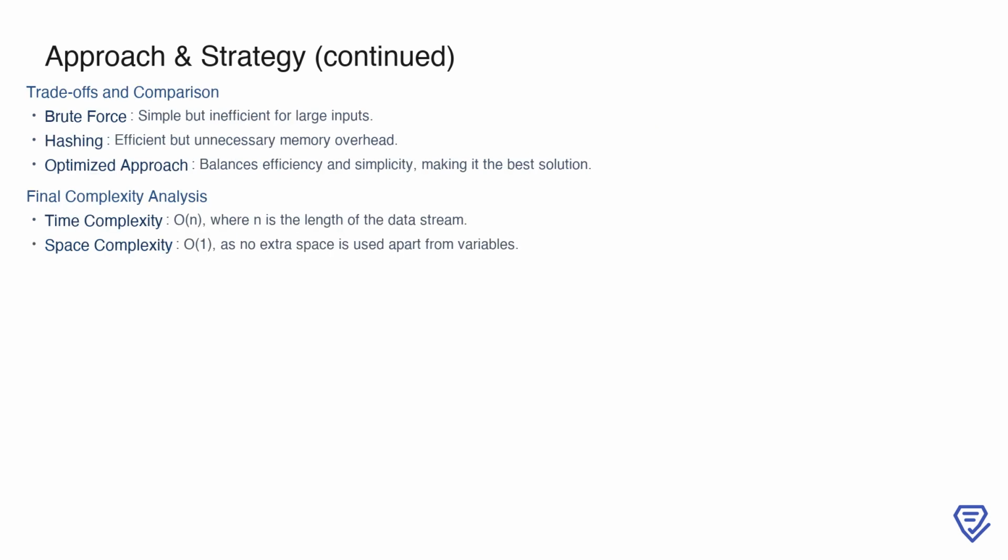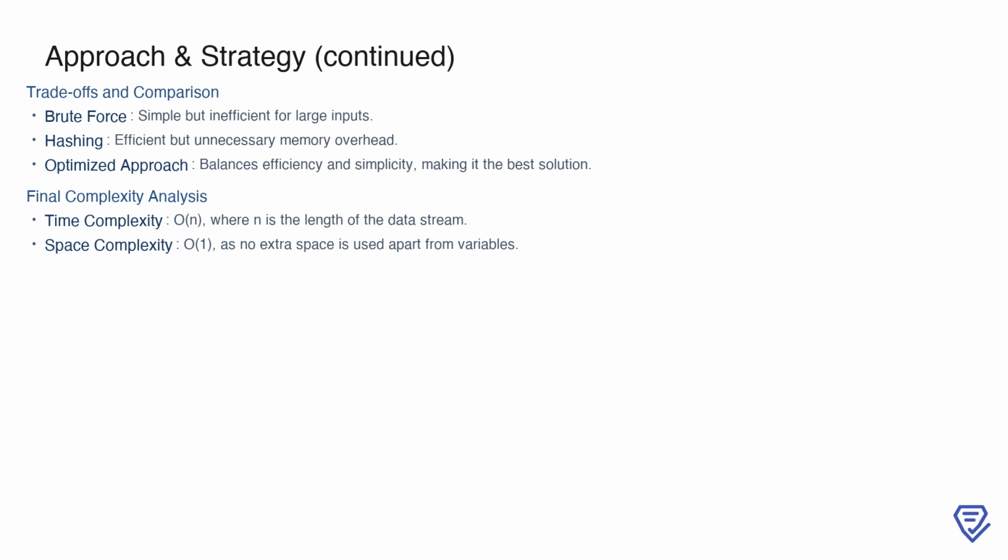The brute force method is simple to understand and implement but inefficient for large datasets due to its O(n²) time complexity. The hashing approach, while efficient in terms of avoiding repetitive comparisons, introduces unnecessary memory usage, making it an over-engineered solution for this problem. The optimized single-pass approach strikes the right balance between simplicity and efficiency. It avoids the pitfalls of the other methods, making it the most practical choice.